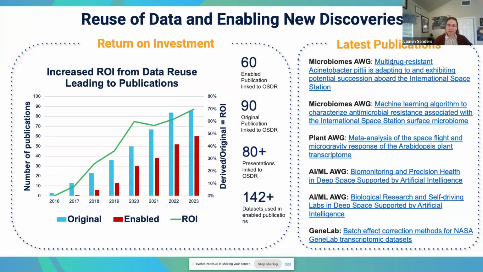And one of the great things that we've seen come out of these analysis working groups is increased reuse of data and lots of new discoveries. So in this plot I'm showing on the left, we see that the original data provides a certain number of publications, but then coming along right alongside it are the data-enabled publications. So publications that were enabled because that data was publicly available through the Open Science Data Repository. And a few of those latest publications are here on the right.